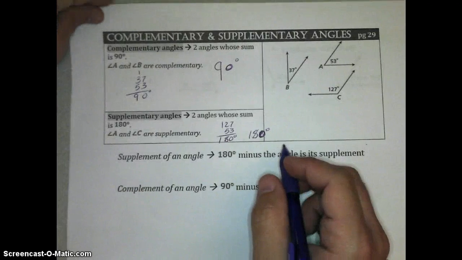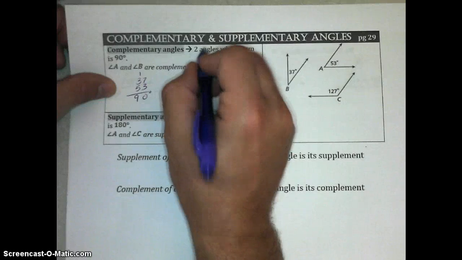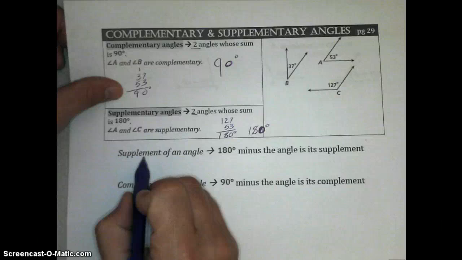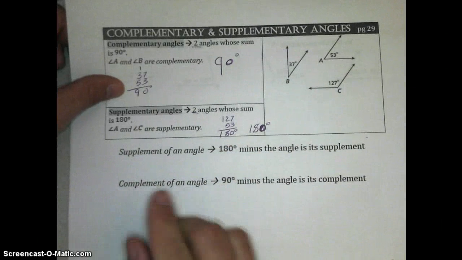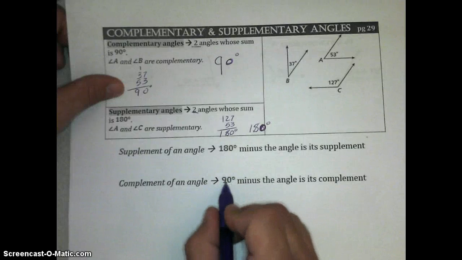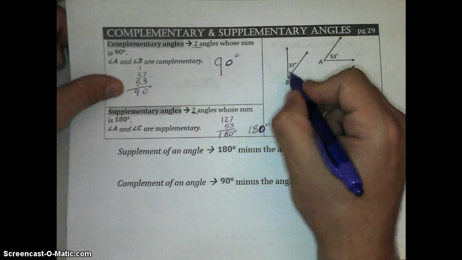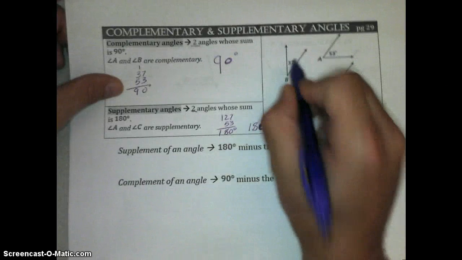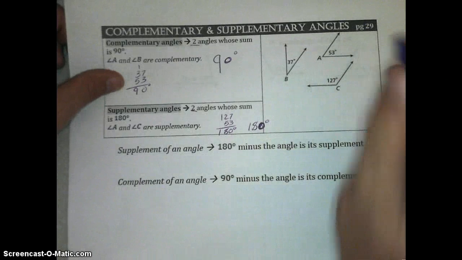Again, these are angles whose measures total 90 and 180 in pairs. They're always a pair of angles. 2 angles, 2 angles. Now, the supplement of an angle is where we take 180 minus that angle measure. The complement of an angle is where we take 90 minus that measure. Okay, so if we have one angle at a time, the complement of A would be B, 37 degrees. The supplement of A would be C, 127 degrees.